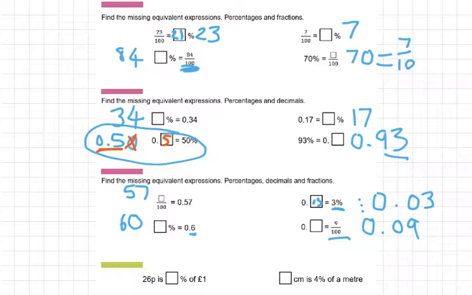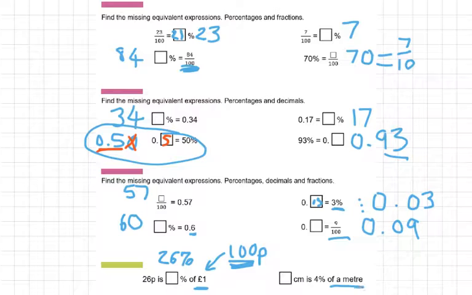Okay, so at the bottom we do have some money now. 26p is what percent of £1? To do this, you have to work out how many pennies there are in a pound, which is 100. That's useful because we're working with 100. So if we're working with that 100, that's our whole. Our £1 is our whole, which is the same as 100 pence. It must be 26%. It's 26 out of 100.